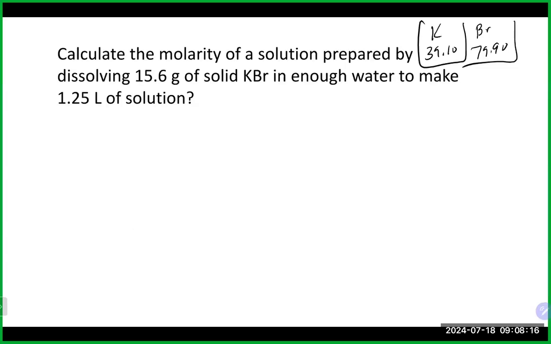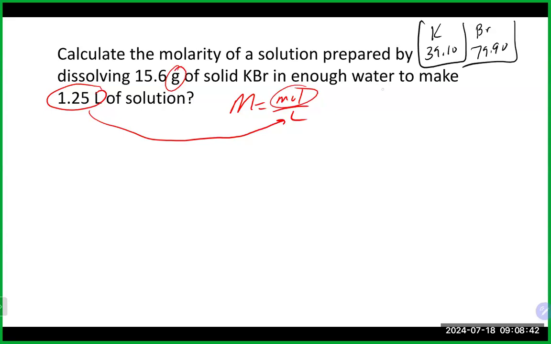Okay, so let's take a look. We're calculating the molarity here of the solution. So once again, molarity is moles per liter. Prepared by dissolving 15.6 grams of KBr in enough water to make 1.25 liters of solution. So we actually do have already the bottom part here, what we need for molarity. So we are missing moles, but we do have grams, and obviously a very common conversion in this situation is grams to moles, which as we hopefully know at this point should be our molar mass from the periodic table.